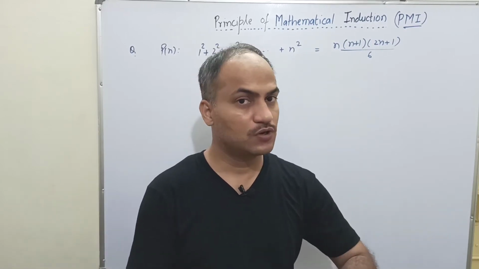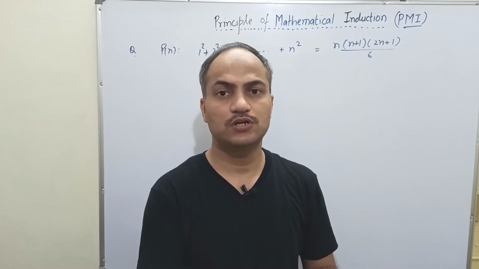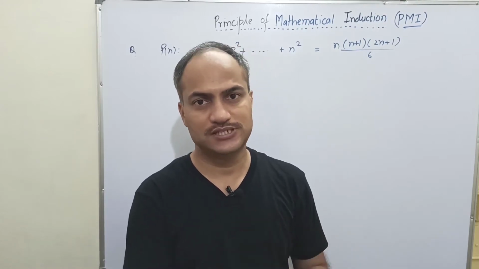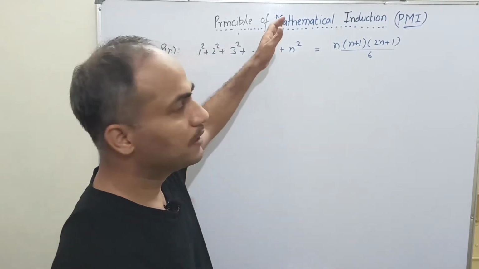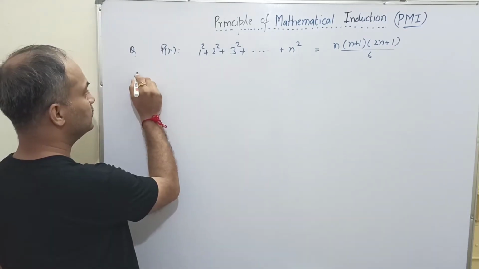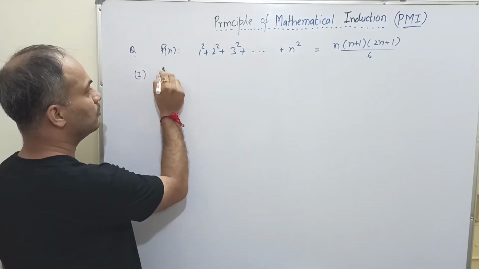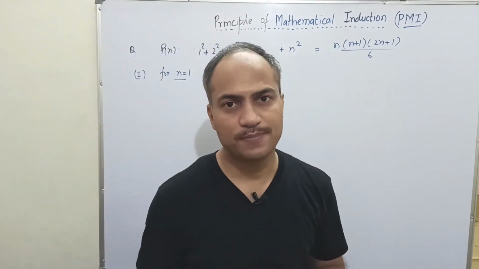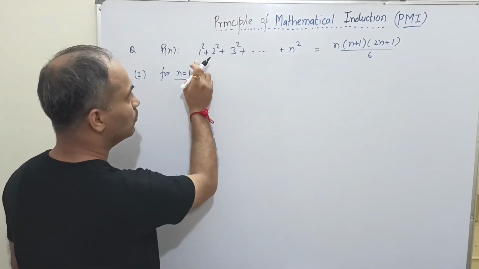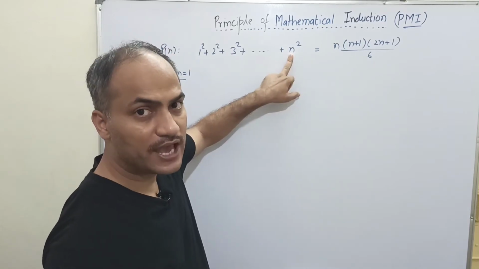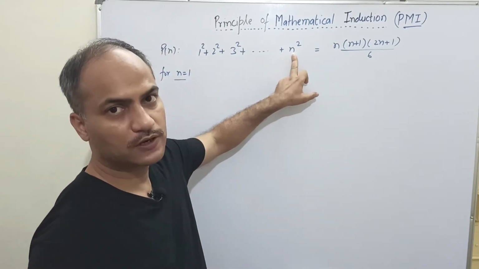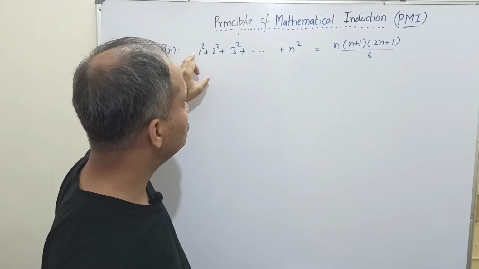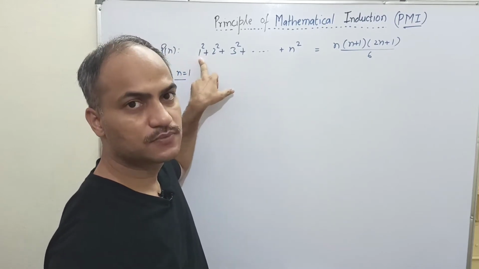But we are not going to prove it for each and every number. We are going to prove it for only a few steps, according to the PMI method. First step is that for n equal to 1, we see what happens. In this variable n we are going to put n equal to 1. Which term do we get? We get this term.